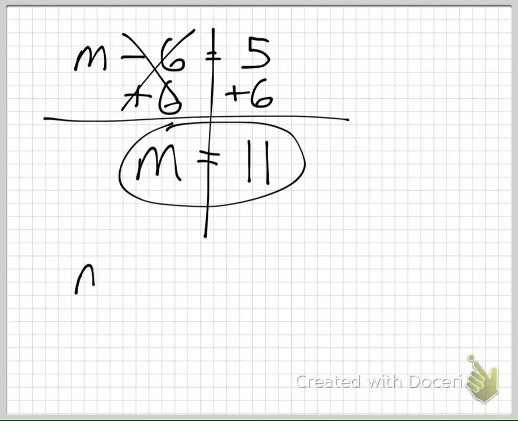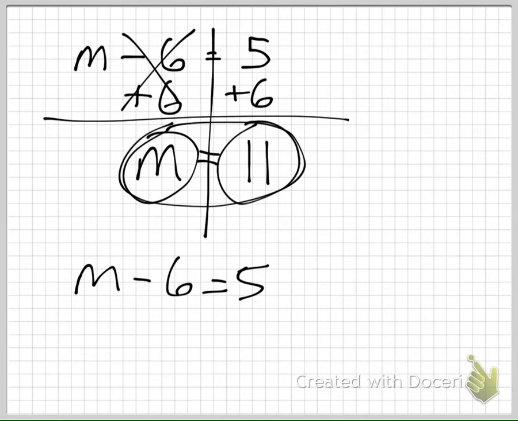So the original question was M minus 6 equals 5. Instead of M, I'm saying that M and 11 are identical. That's what I'm saying, right? I've solved it and I figured out that M is equal to 11, which means that if M is the same as 11, then wherever I see an M, I can put an 11, right? So instead of M minus 6 equals 5, I'm going to, in parentheses, do 11 minus 6 equals 5. What is 11 minus 6? 5.